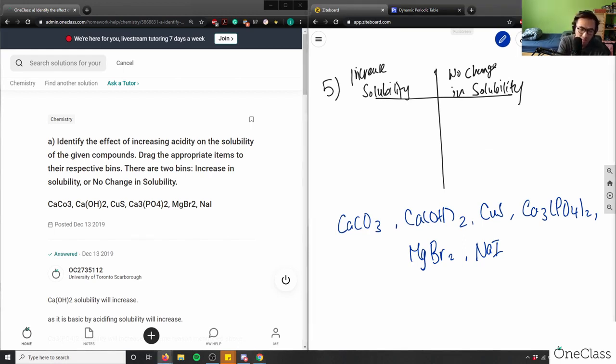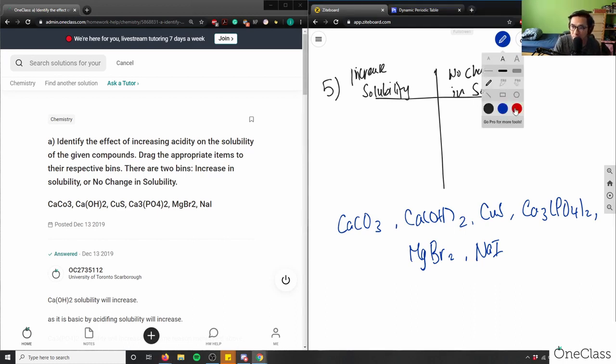Let me just double check the Ka of carbonic acid. Carbonic acid is indeed a weak acid. So yes, it's indeed a weak acid. So if I have a weak acid and I have a strong base, I will get a basic salt here. So this would be a basic salt. This here is a basic salt. Calcium hydroxide is obviously a strong base.